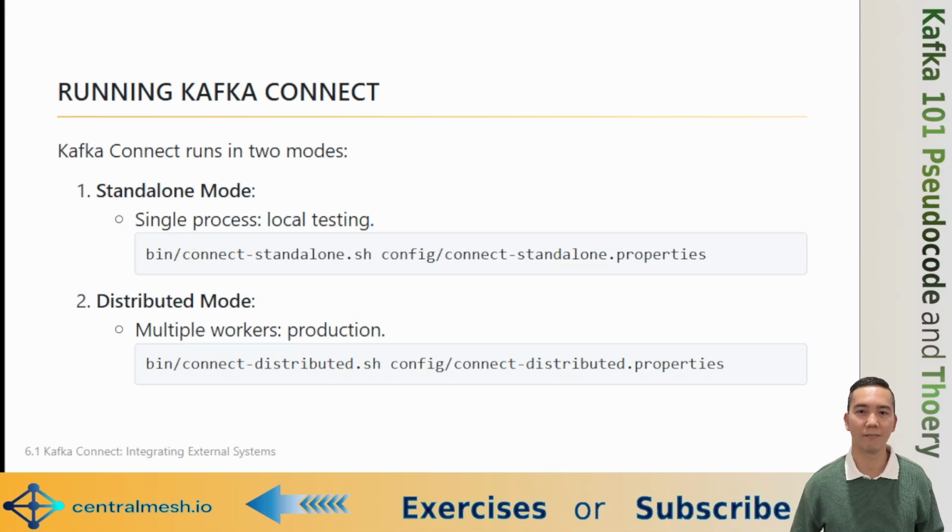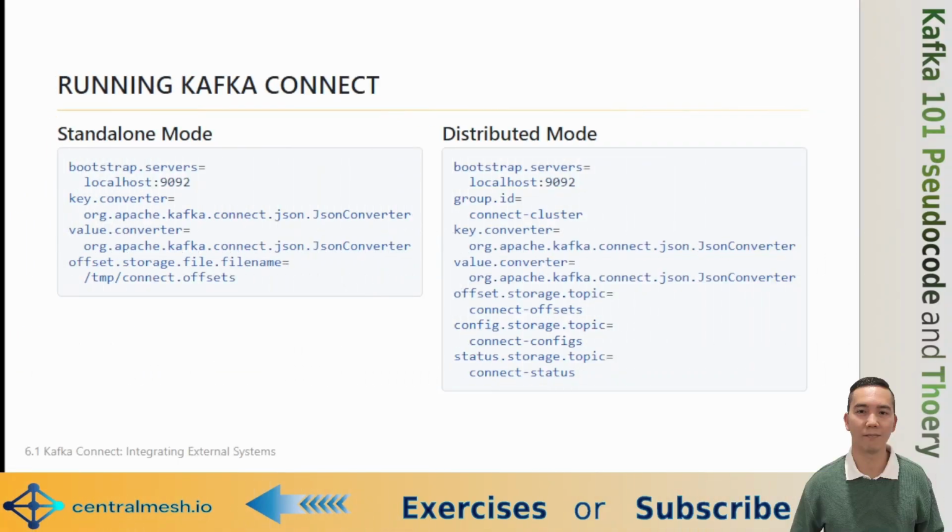But for real-world production use, we need distributed mode. Here, multiple worker nodes share the workload, making the system scalable and fault tolerant, ensuring uninterrupted data flow. The second command can be used to start Kafka Connect in distributed mode. Let's compare the differences in configuring the two modes.